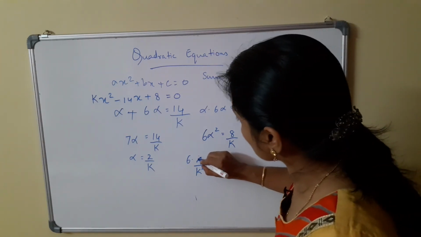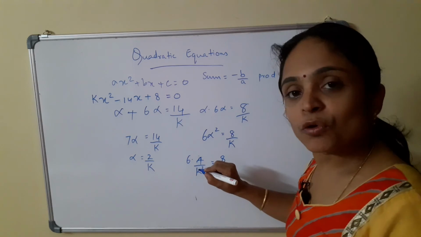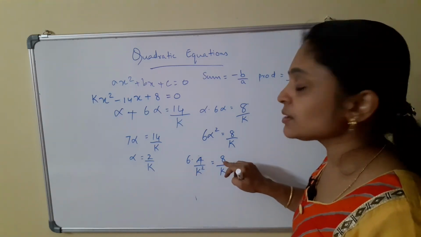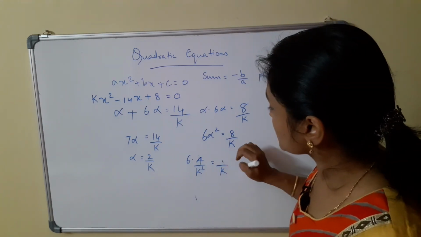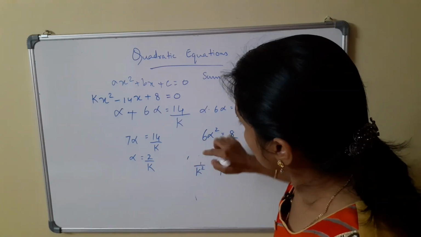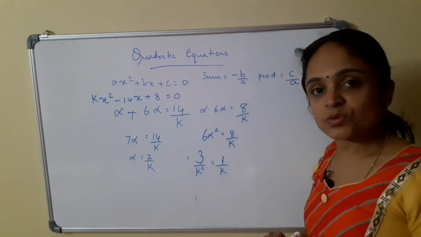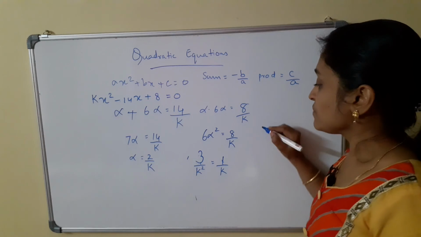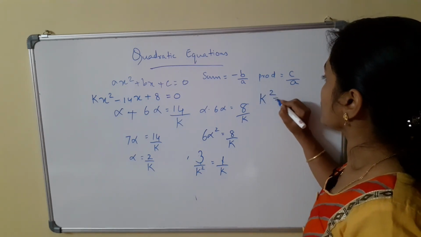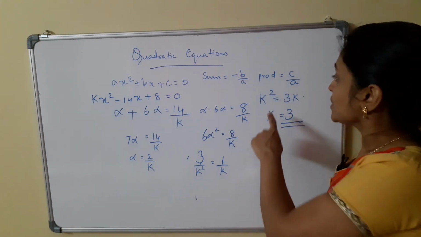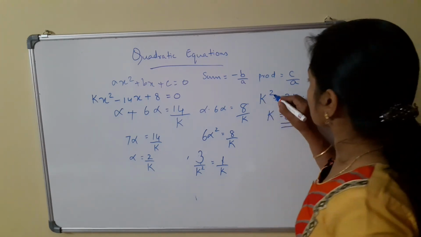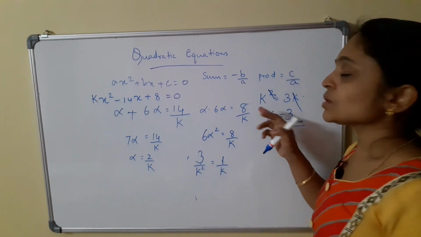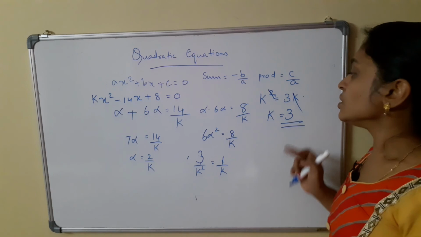Right? So, 6 into 4 is 24 and 8 goes in 24 3 times. So, 3 by k square equal to 1 by k, which means k square equal to, so you will get k, you can cancel. So what is k? k equal to 3.